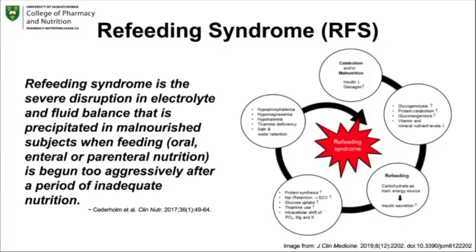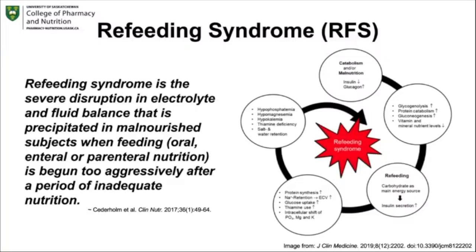Refeeding syndrome is a severe disruption in electrolyte and fluid balance that is precipitated in malnourished subjects when feeding is begun too aggressively after a period of inadequate nutrition. Patients who were previously well nourished but have been admitted to hospital with severe metabolic stress are also at high risk. As you can see in the diagram on the right, there are a series of metabolic reactions that occur when a starved patient is fed too quickly.